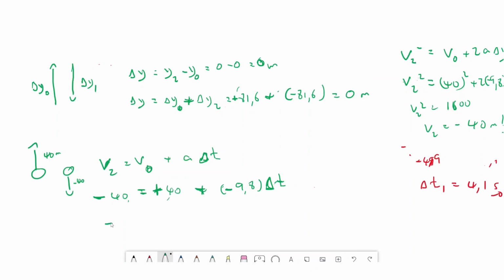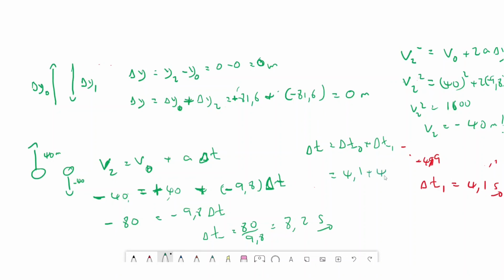This side is going to be minus 80 because it's minus 40 minus 40, and then this is minus 9.8 delta t. Therefore my delta t is going to be 80 divided by 9.8, which equals 8.2 seconds. Another way you could find this is if you know the time it took to go up and the time it took to go down, you add the two, 4.1 plus 4.1, and you find that this is 8.2 again because we already found these times. Those are the different ways you can find the total time.